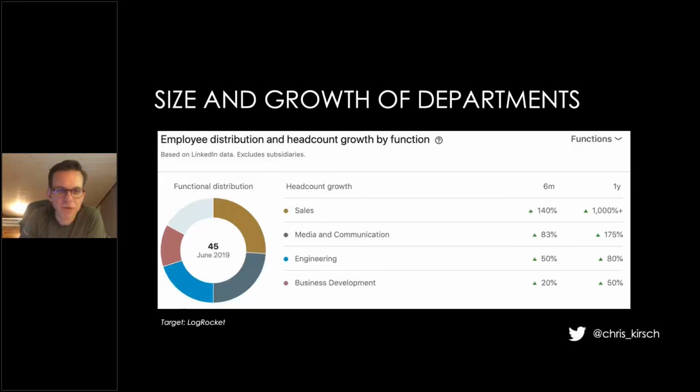This is a company called LogRocket, a smaller company, and you see that they really amped up sales by 140% in 6 months and over 1,000% in the past year. That probably means they had next to no sales in the past. They had invested mostly in engineering, gotten the product ready, and now they're ready to go to market. They're hiring salespeople because they think they actually have a product that they can sell. So this tells you when a company's ready to go out there, for example, or where they're investing and which departments they're cutting back.